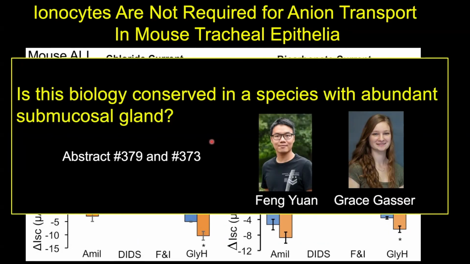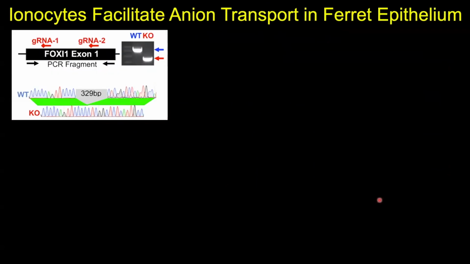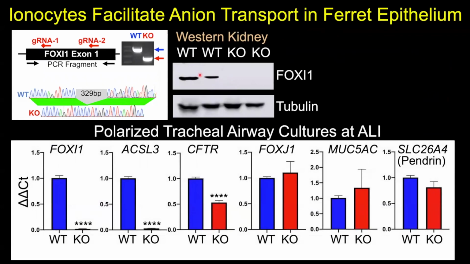So we were interested in addressing whether this biology was conserved in species with abundant submucosal glands. And so Feng Yuan, a postdoc in my lab, and Grace Gazer, a research intern, tackled this question. They created a FOXI1 knockout ferret and demonstrated that FOXI1 expression was indeed reduced. This is in the kidney that's abundant in ionocytes. In polarized tracheal airway epithelial cells from these animals, FOXI1 expression is significantly reduced. Other ionocyte markers, such as ASCL3, are also reduced, and CFTR mRNA was reduced by about 50%, with little change in these other markers of ciliated cells and secretory cells.